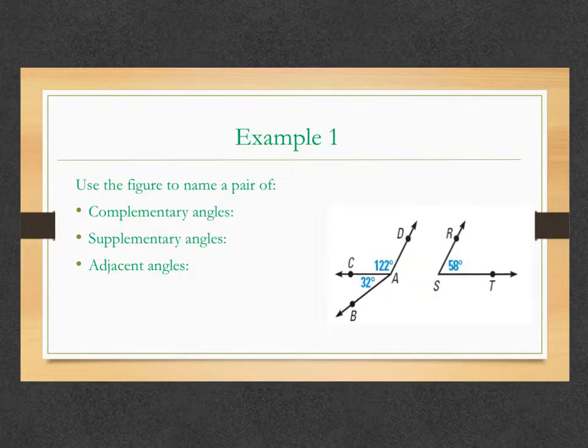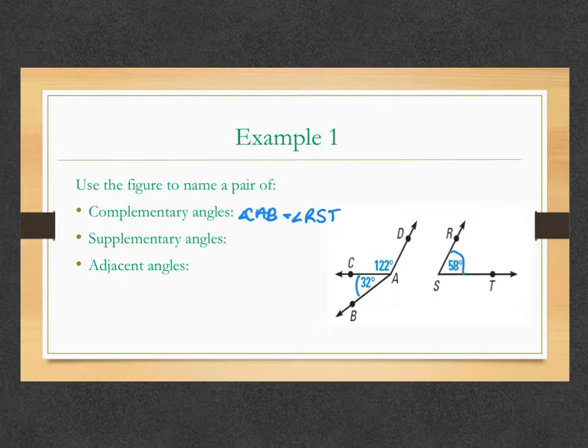All right, so use the figure to name a pair of complementary angles, supplementary angles, and adjacent angles. So if complementary angles are two angles that add up to 90 degrees, what is a pair of complementary angles? What are the only two angles on the screen that add up to 90 degrees? Does 32 plus 58 equal 90? Yes. So I can call that angle CAB or BAC and angle RST or TSR. We good on that one?